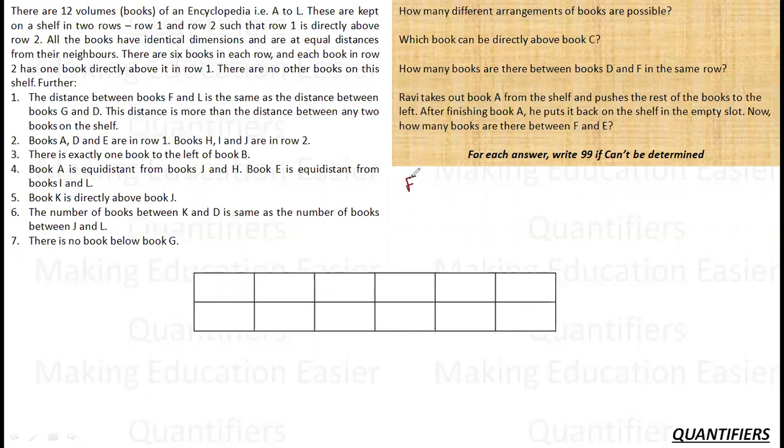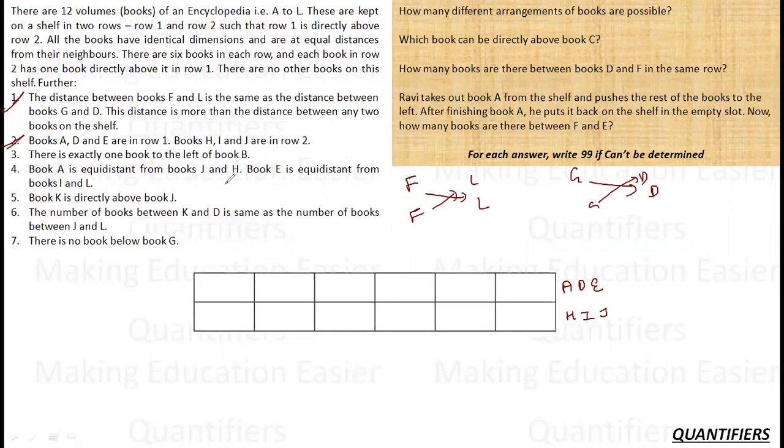In this case, F and L are diagonally placed. I don't know which is where, but they are diagonally placed. They can also interchange, but this is just a conditional notion. Similarly, G and D are interchangeably diagonally placed. So this is done. Second, books A, D, E are in row 1. H, I, J are in row 2. Okay, this is also done.